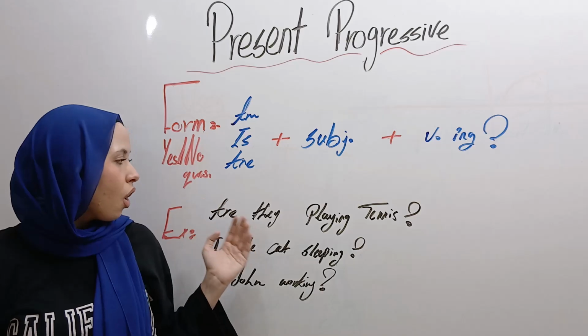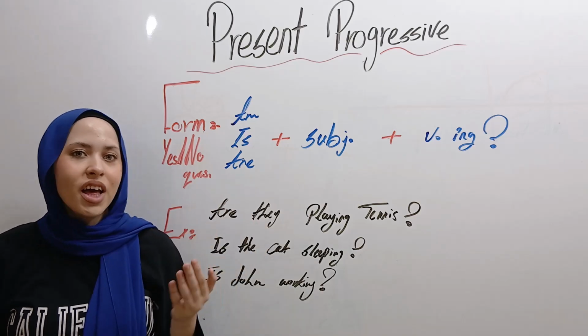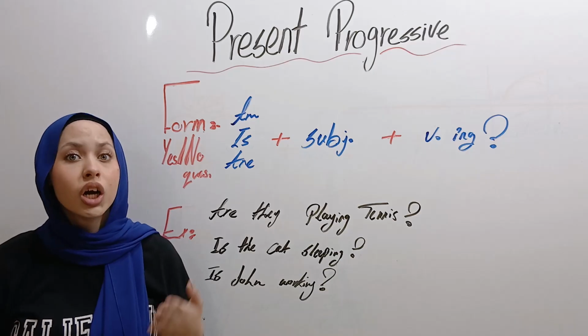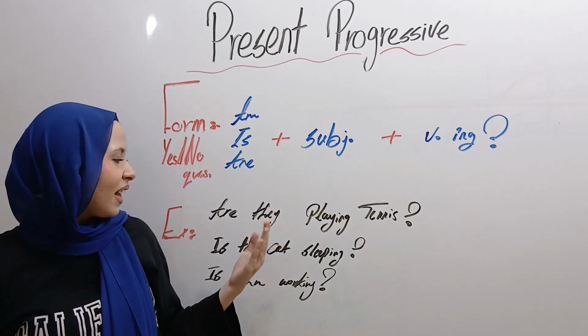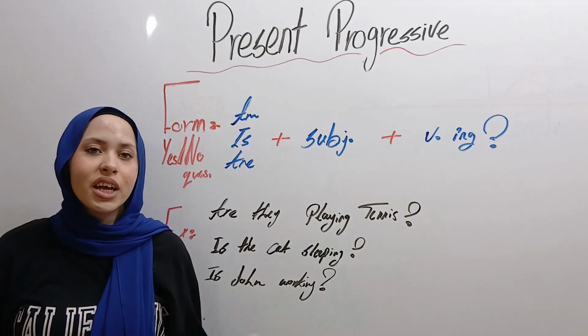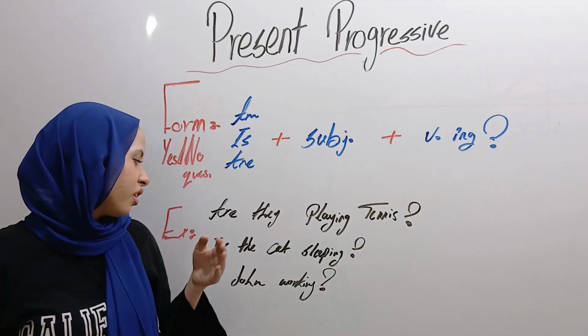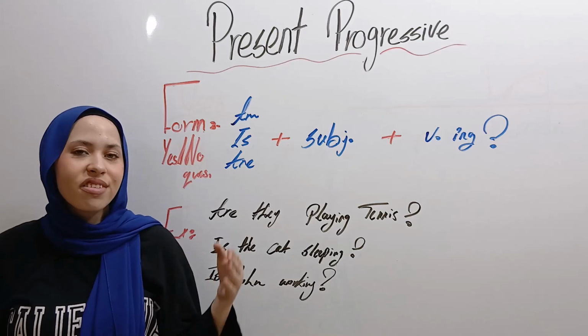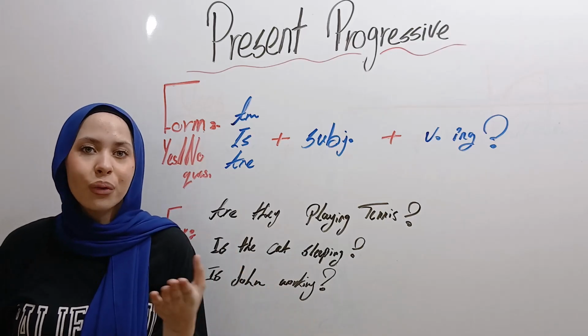So, are they playing tennis? If you're answering me, you'll say, yes, they are, or no, they aren't. Is the cat sleeping? We answer with, yes, it is, or no, it isn't. Is John working? Same thing, we answer with, yes, he is, or no, he isn't.